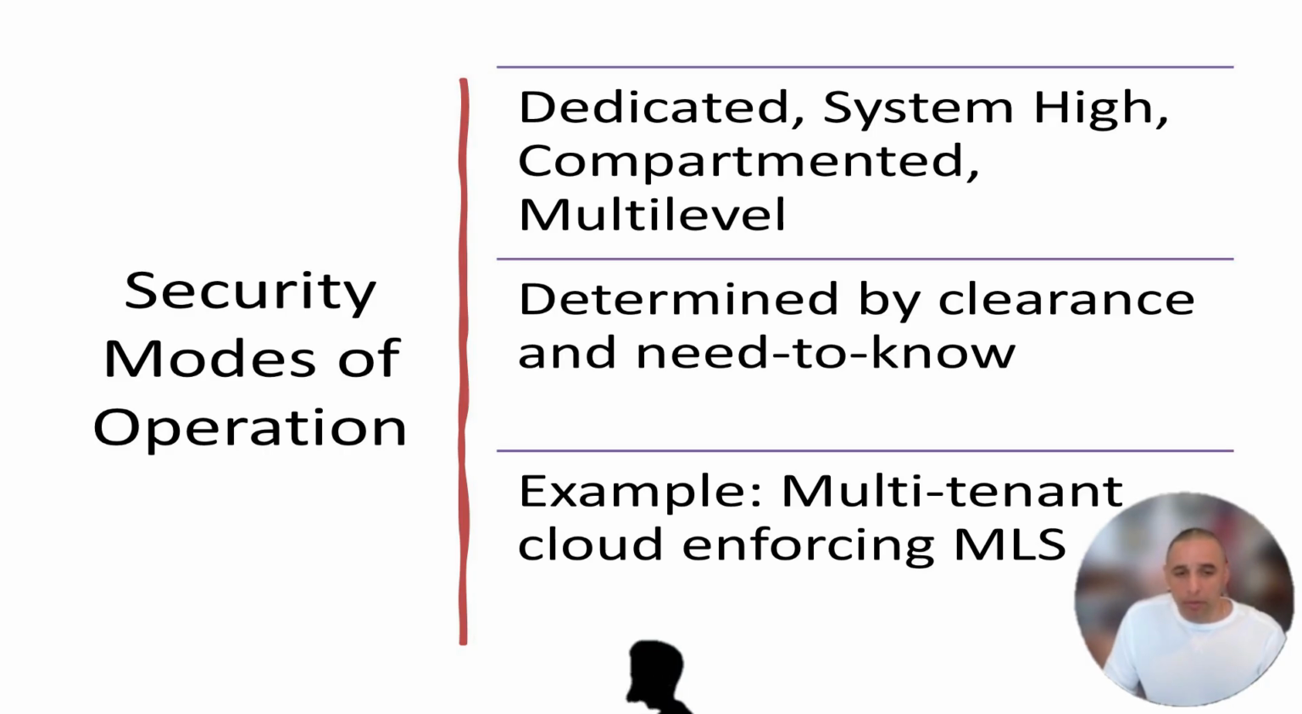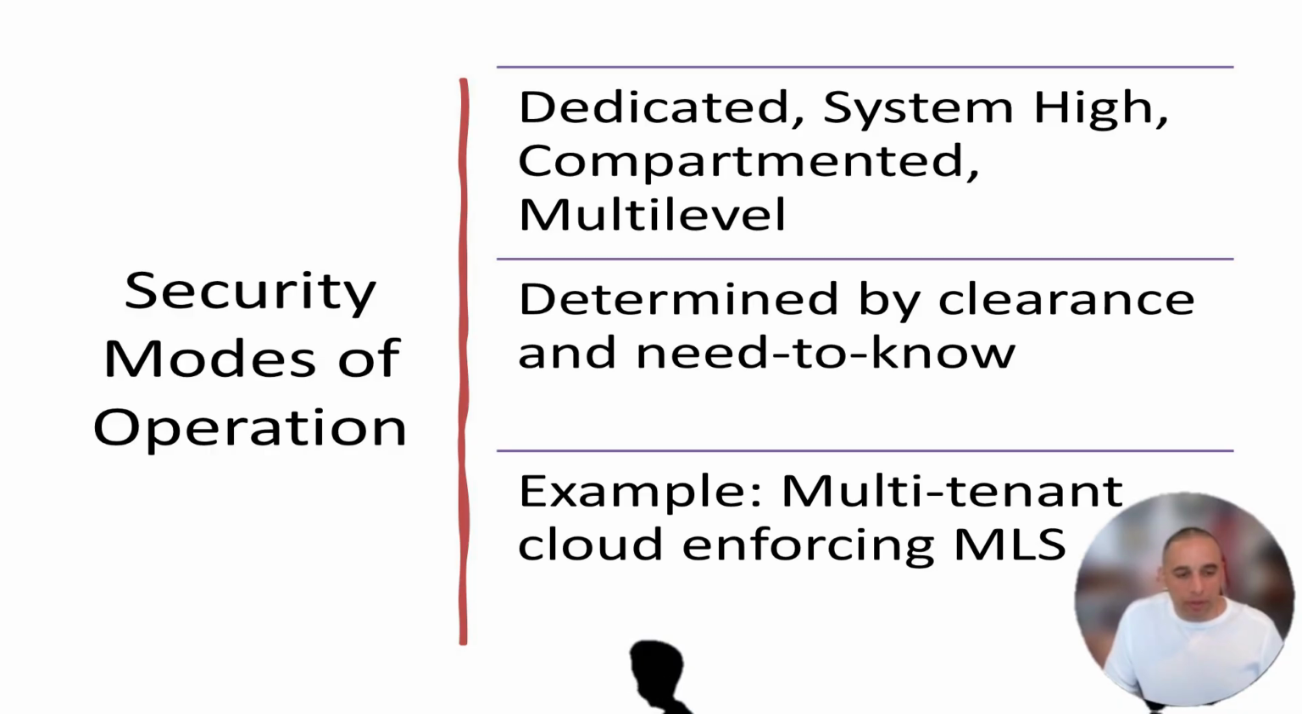All users have the same clearance and need to know for all information processed on the system. This is the simplest mode, but not always practical for diverse environments. All users have the required clearance, but not everyone has a need to know for all data. Additional controls are needed to prevent unauthorized access within the same clearance level.